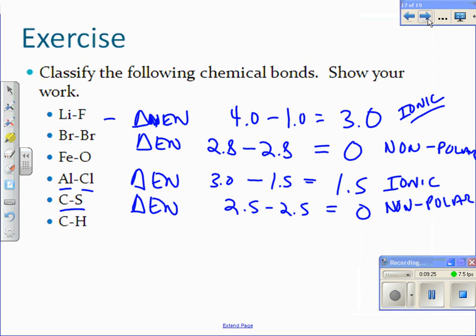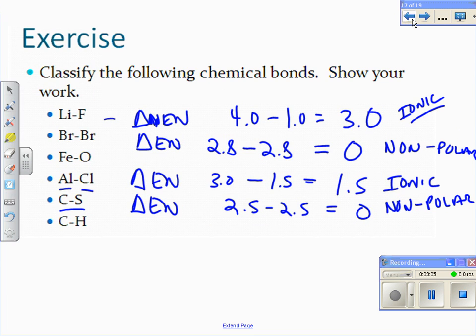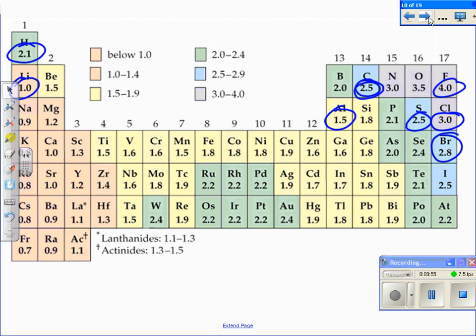Last but not least, carbon and hydrogen. Carbon has a value of 2.5, hydrogen has a value of 2.1. We do the difference in electronegativity, 2.5 minus 2.1. We're going to say this bond is a non-polar bond also, because the difference comes out to be 0.4. And if we look on that little chart I put earlier, that means it's a non-polar covalent bond. You want to print this chart, make sure you have it in your notebook for tomorrow.